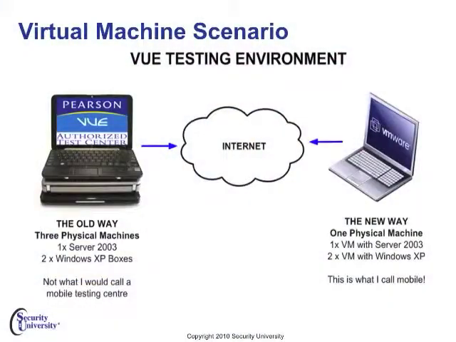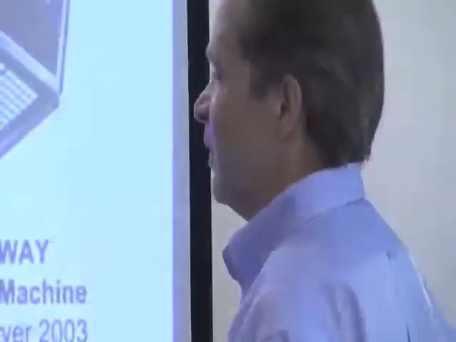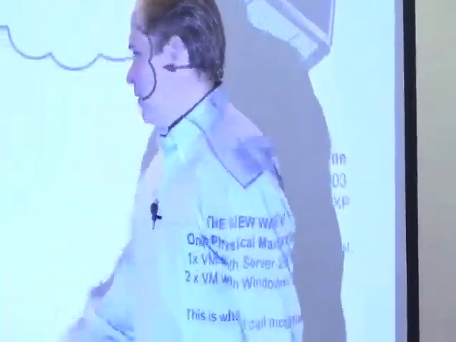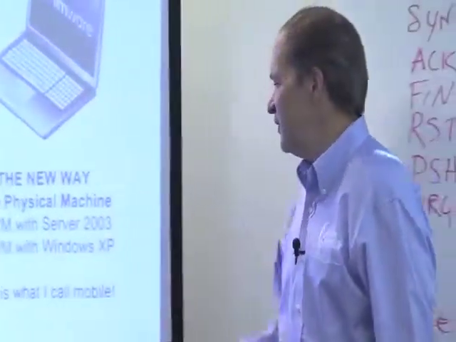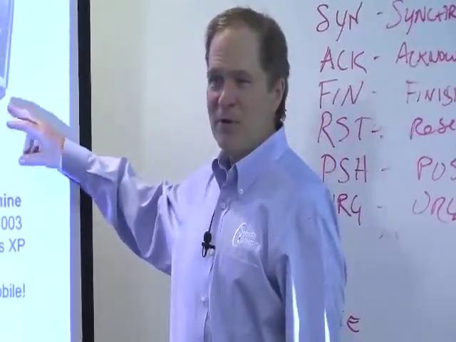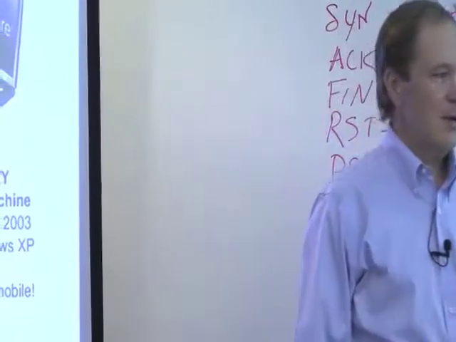Here's another thing you can do. You can actually set up some standardized tests, like the tests we take at the end of this course, etc. The old way, if you were using a Pearson view, which was their authorized test center software, you had to have 3 physical machines to set up the test in a location, right? 1 running Server 2003 and then 2 XP boxes. Not what you'd call mobile testing. The new way, you just set up 1 physical machine and it has 3 VMs in it.